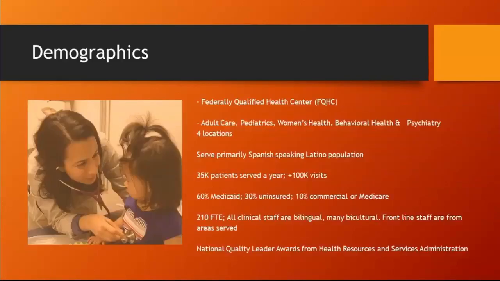So some demographics. We are a federally qualified health center located on the southwest side of Chicago. We do have services for adults, adult care, pediatrics, women's health, behavioral health, and psych, and there are 4 locations. Each of our locations can bring on unique little challenges. We do primarily serve a Spanish-speaking Latino population. We serve around 35,000 patients a year. That number should be going up based on hiring additional providers. And so we're looking at about 100,000 visits on a yearly basis.